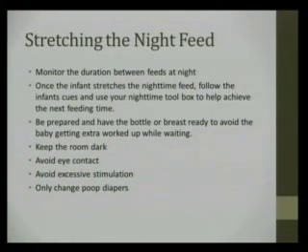Like we said, you want to keep the room dark. You want to avoid giving them eye contact. Don't do excessive stimulation. Turn on all the lights. Rip off their blankets and everything. And you only want to change their diapers if they're poop diapers. You can leave them in a scant little pee diaper. Of course, if they're leaking over, then you need to change them. But the less stimulation you're doing at night, the better.